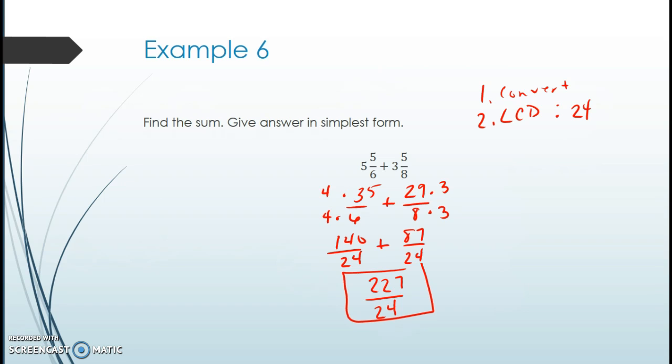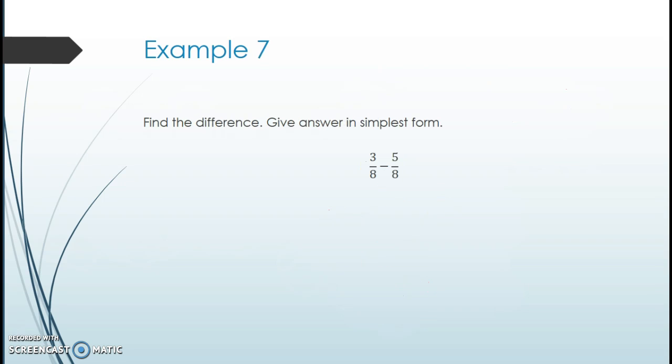So moving on to the next one, find the difference. Give the answer in simplest form. So we again have those like denominators. All I have to do is take 3 minus 5, put that over the same denominator. 3 minus 5 gives us a negative 2. So we have a negative 2 over 8. And then I simplify. I can divide both by 2, so I have a negative 1/4 in the end. And that's subtraction. Just keeping in mind we know where our negatives are.